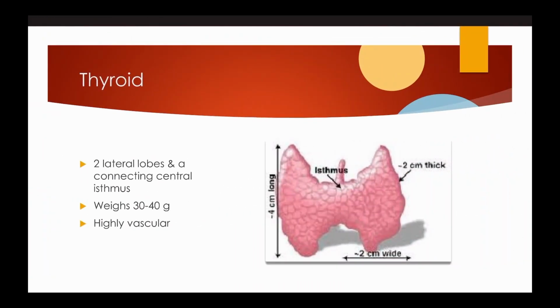Two lateral lobes connected by a central isthmus, very, very vascular. Obviously, a lot of the metabolism hormones come from the thyroid, so having a very rich blood supply allows for all these hormonal controls to happen.